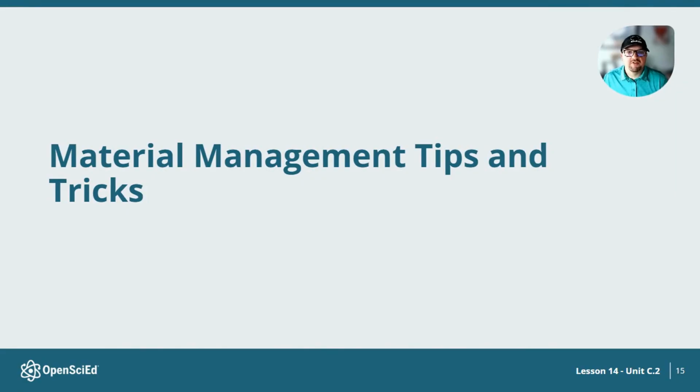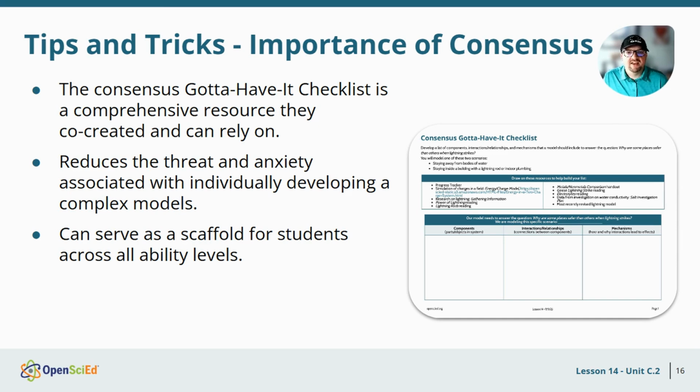Let's talk through some practical, classroom-tested strategies that have worked well for me while navigating the specific 3 days of lesson 14. I found that it's important to actively remind students that the consensus gotta-have checklist is a resource they co-created and are fully allowed to rely on. Something that helps is pointing directly to it on the wall before they begin modeling individually. It heavily reduces the threat and anxiety that some students experience when asked to build a complex multi-lesson synthesis model from scratch. This will also be an access point for you as the teacher to start conversations with students who are struggling or students you want to push to make a more advanced connection beyond just the essentials.